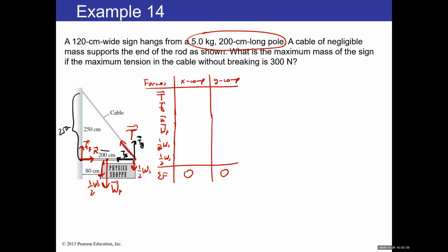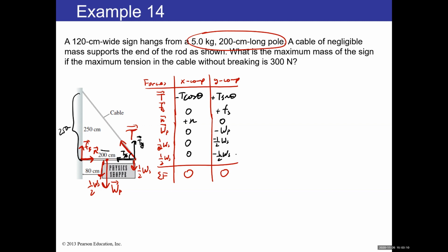I can then use trigonometry to find the angle theta between them, and use this theta to break it down. Tx is T cosine theta, and Ty is T sine theta. Tx is pointing to the left, so it's negative. Ty is pointing up, so it's positive. Static friction has no x component, acting in a positive y direction. Normal force acts in a positive x direction and has no y component. Weight of the pole acts in the negative y direction. Then half of the weight of the sign, both are negative.